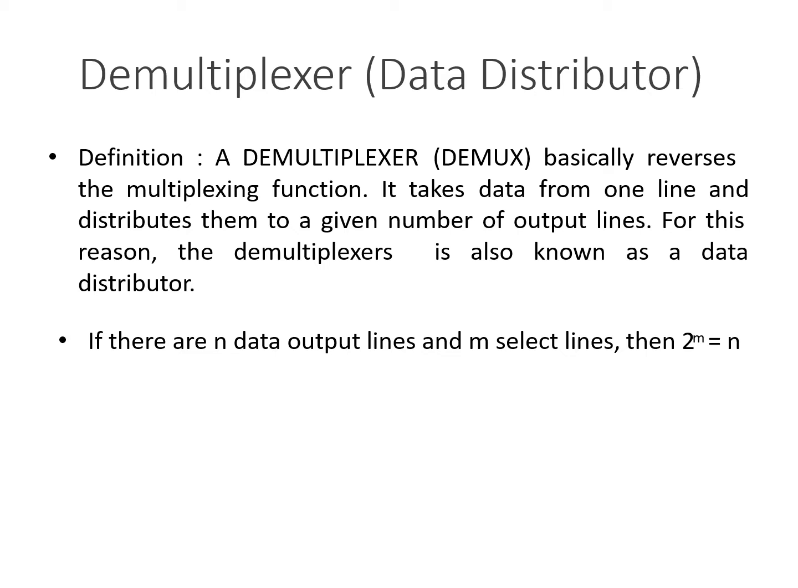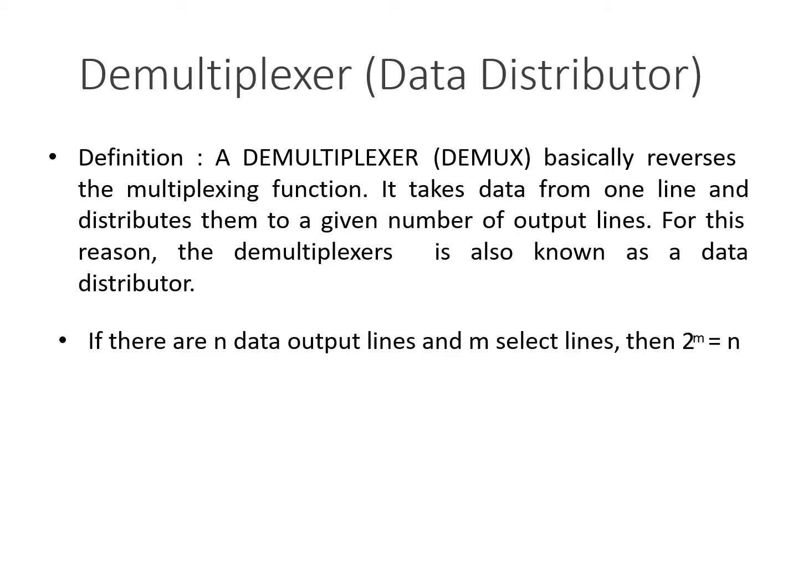Let us consider that we are going to have n data output lines. For that, we need m select lines. Then the relationship between m and n can be expressed by the expression 2 to the power of m is equal to n, where you should remember n is the number of output lines and m is the number of select lines.